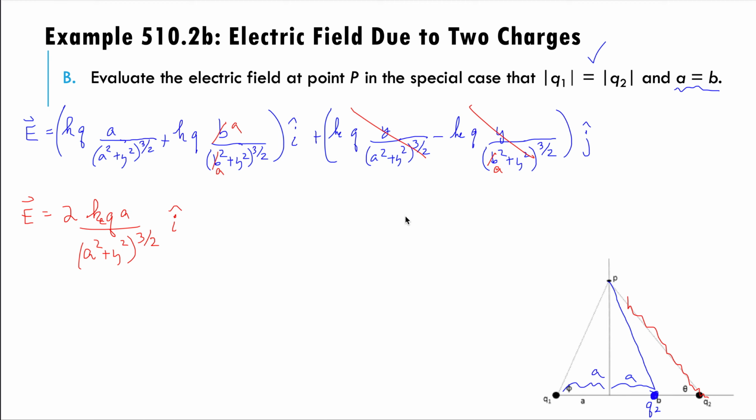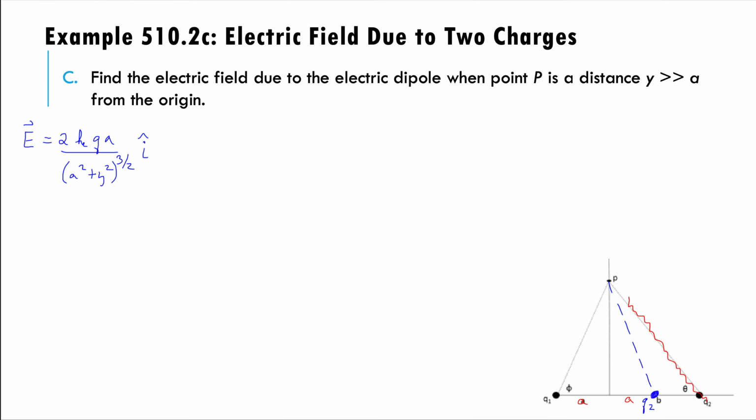This is a special example where we can figure out what happens when you have an electric dipole and you're trying to find the electric field at a certain distance away from it. So let's look at the last part. This last part, I have called it an electric dipole here, and I have written down our answer from part B. And this time, we're trying to find a field when P is at a distance y much, much greater than a.